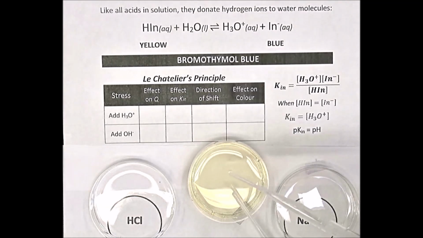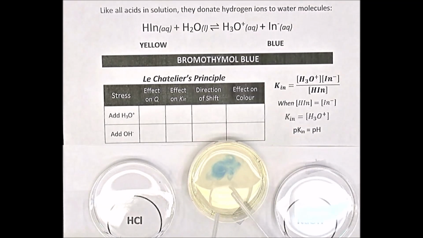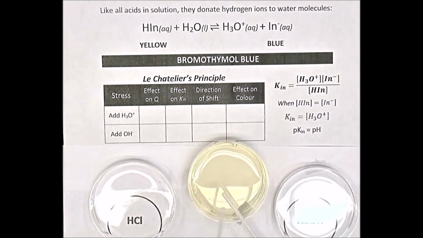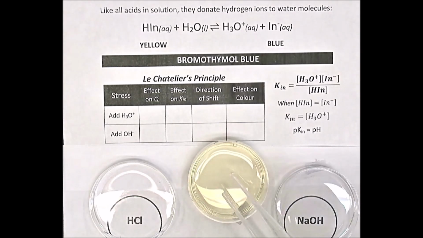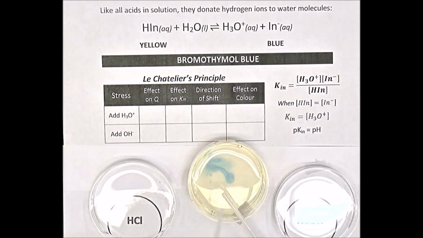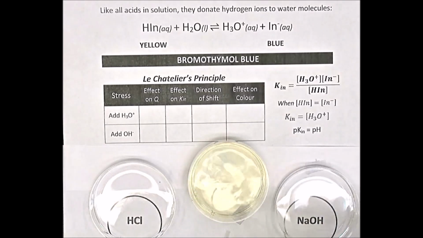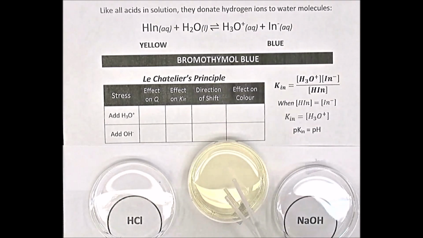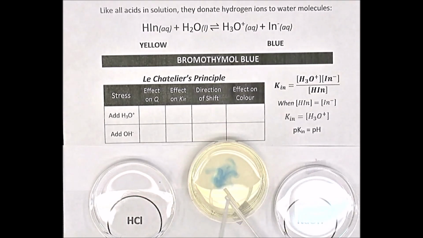There's 2 drops I'm adding at a time. We mix. Okay, it's still staying yellow. The equilibrium is shifting in the region where the drops are mixing, but then as we mix, the equilibrium goes back towards the yellow. So keep adding. Oops, there's 3 or 4 drops there. Let's see if that helps.